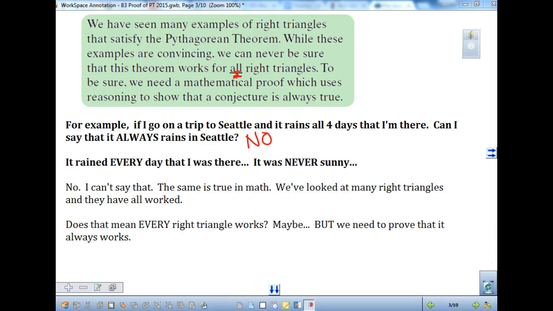When we've looked at many right triangles and they've all worked, does that mean it works for every one? Maybe, but we need to prove how it works, and that's what we are going to do today.